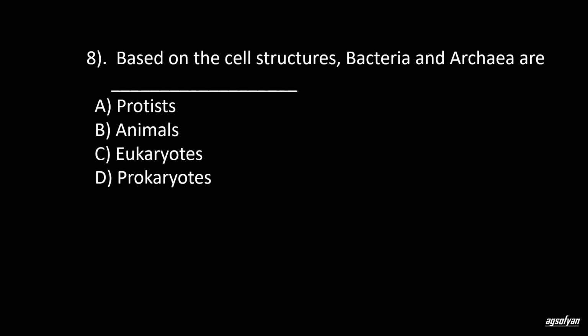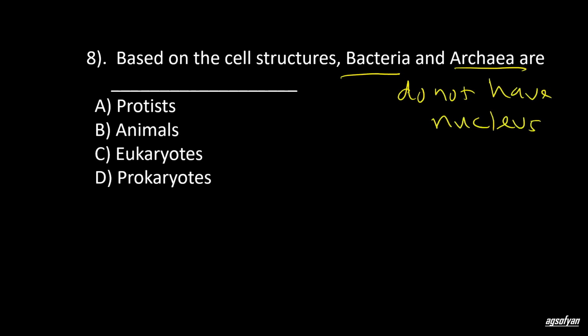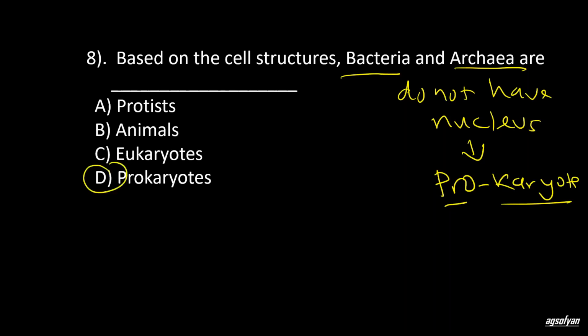Based on the cell structure, bacteria and archaea are A, B, C, or D. Protist, animal, eukaryote, or prokaryote. Yeah, remember bacteria and archaea, they do not have nucleus. Okay, so all organisms that do not have nucleus is called prokaryote. Pro means before, karyote means nucleus. It means that no nucleus. Prokaryote for bacteria and archaea.